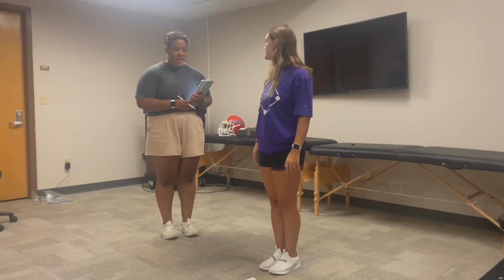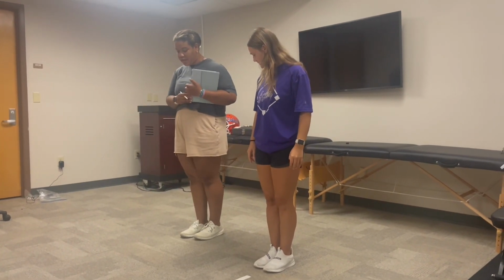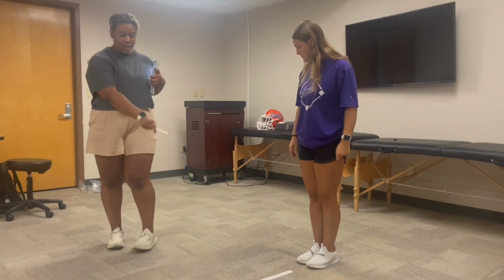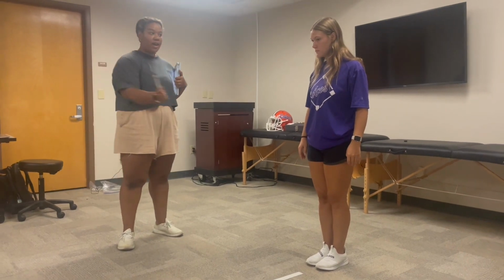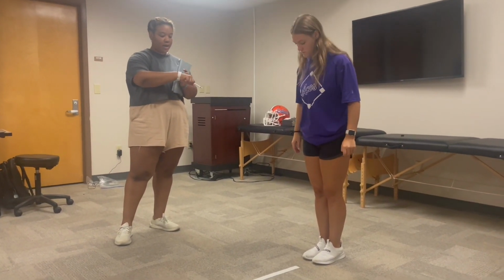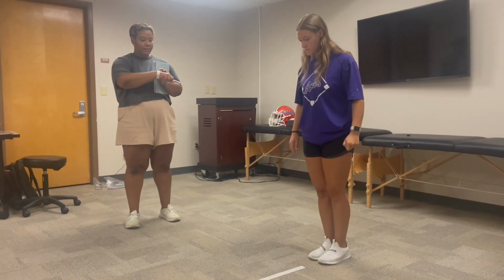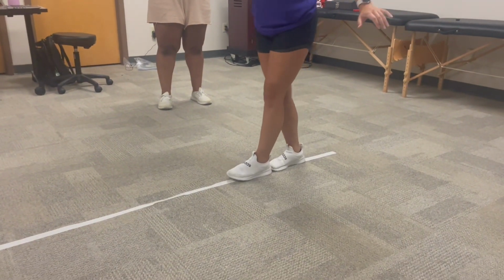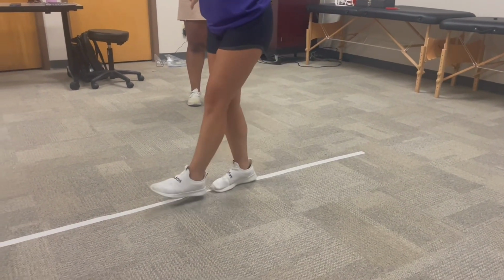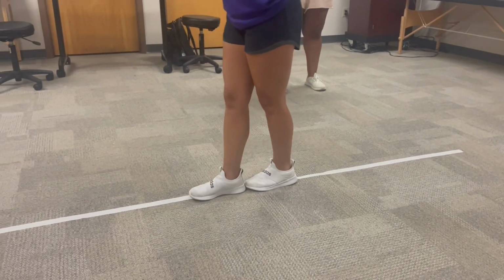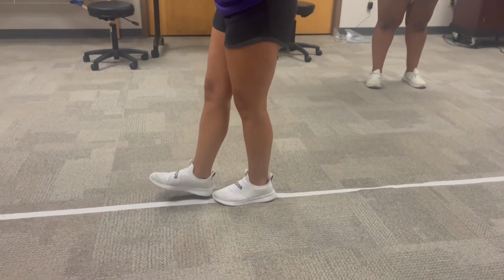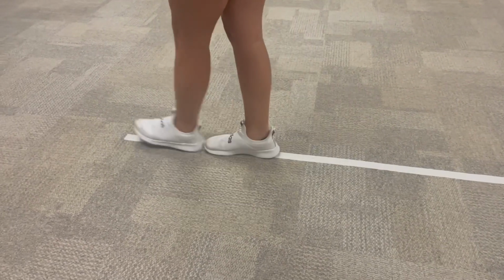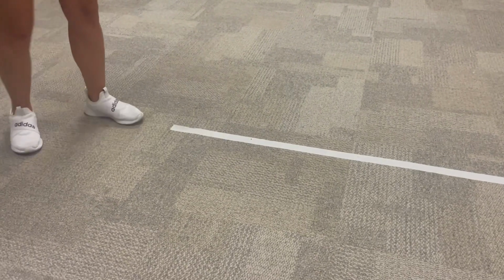All right, so next you're going to walk in what's called a tandem gait. So you're gonna walk heel to toe as fast as you can using the white line, and then you're gonna turn around and come back as quickly as you can, and I'm gonna time you, okay? Ready? Go. And come back as fast as you can.